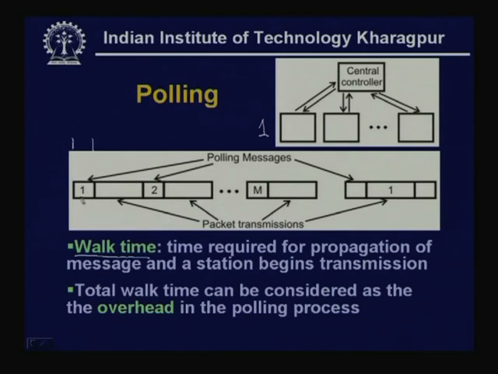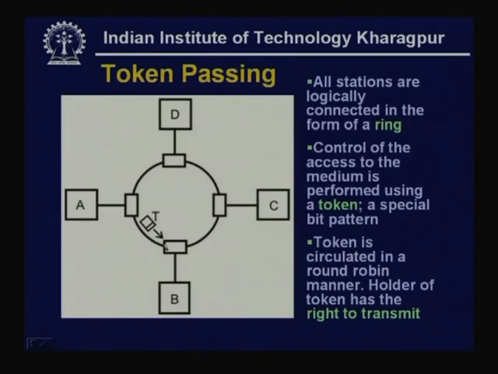Of course, there will be some transmission time involved, that means the propagation time and transmission time of the packet coming from the central controller to the station, and also the packet transmission time of the stations going to the central controller, acknowledgement or no acknowledgement packets. So, this time is known as walk time, and total walk time is the total overhead. In this way you can calculate the total overhead and find out the throughput.